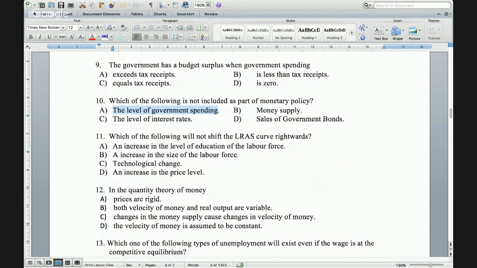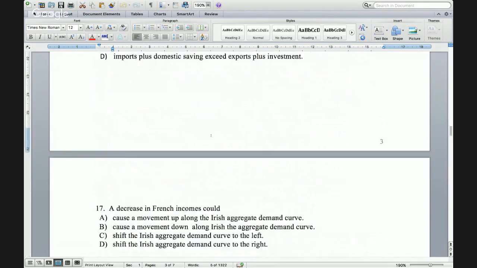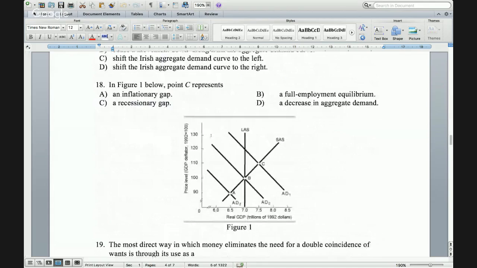11. Which of the following will not shift the long run aggregate supply curve rightwards? I think it's a good idea to show a diagram, and fortunately we have a diagram of this later on in the multiple choice questions. So here's a typical diagram of your long run aggregate supply curve mixed in with aggregate demand and short run aggregate supply. LAS here refers to the long run aggregate supply, and it's a vertical curve. So let's just ignore everything else and concentrate solely on the long run aggregate supply curve.